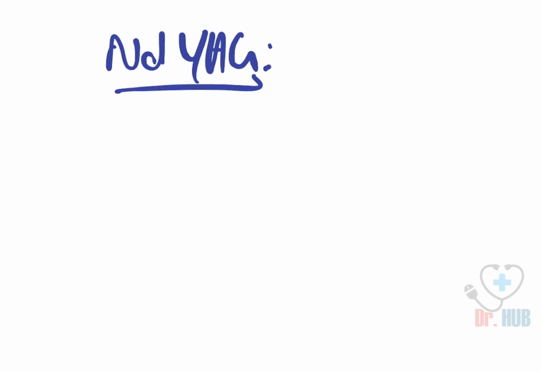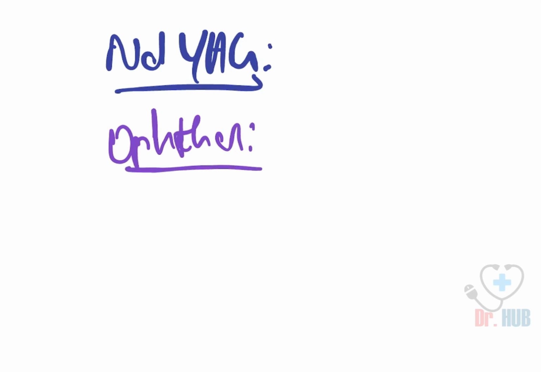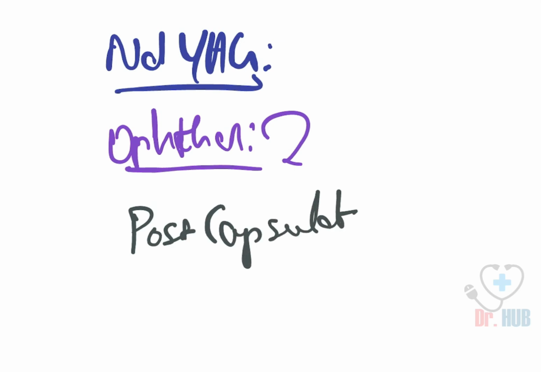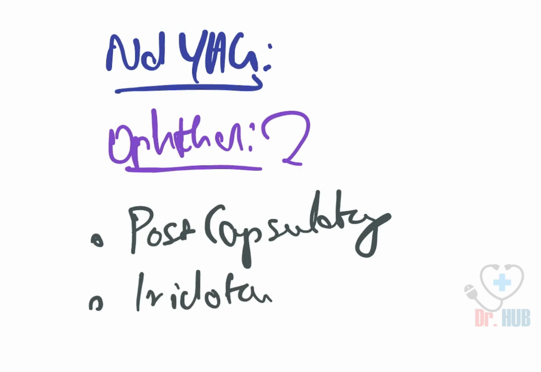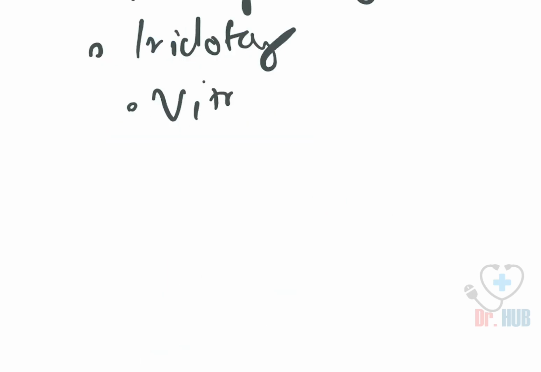So to start off with the NDAG. Where is it used? So this one is used in ophthal. In ophthal, it can be used for the posterior capsulotomy. Next, it can also be used in case of the iridotomy as well as the vitreolysis.